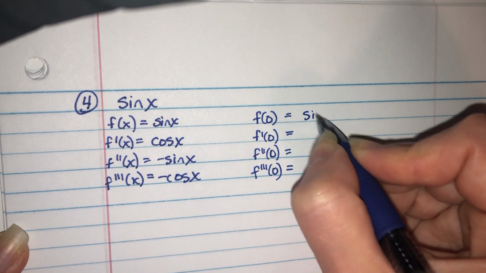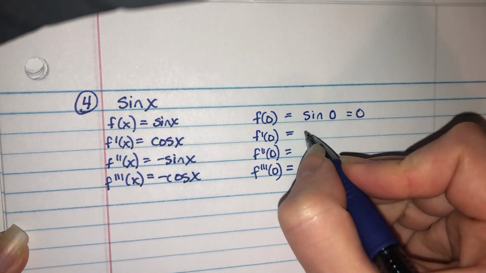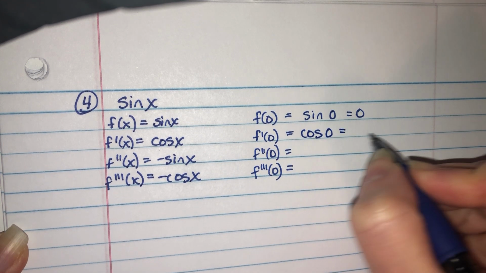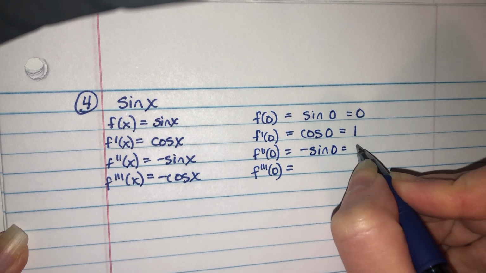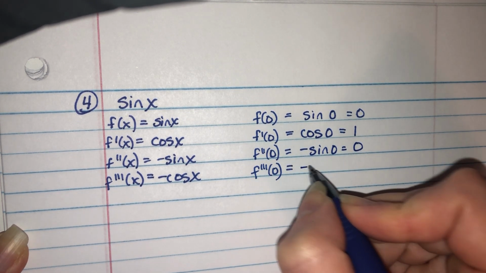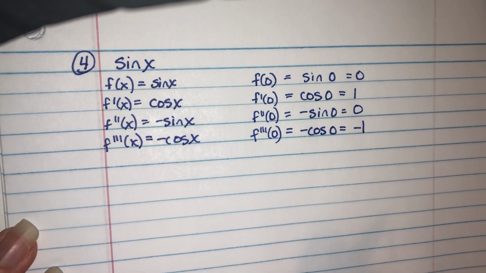So the sine of 0 is 0. So this one's going to zero out. The cosine of 0 is 1. Negative sine of 0 is 0. And negative cosine of 0 is -1. So far I only have 2 non-zero terms.